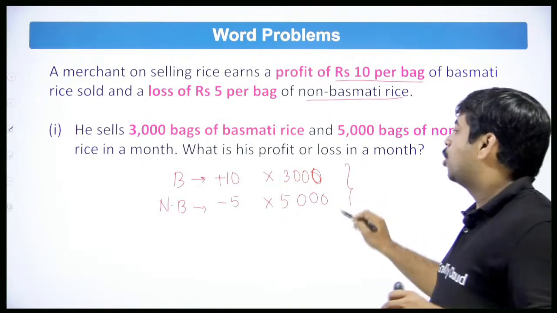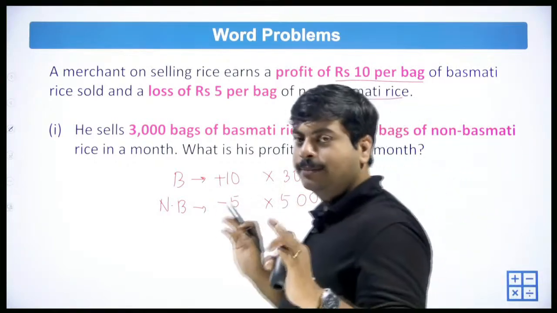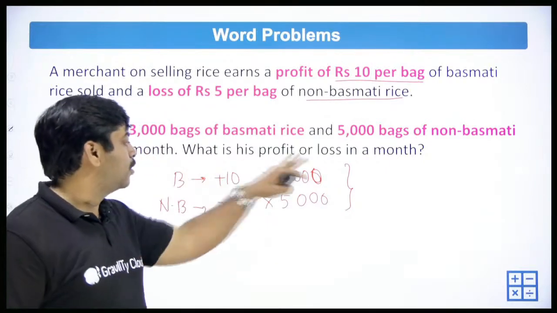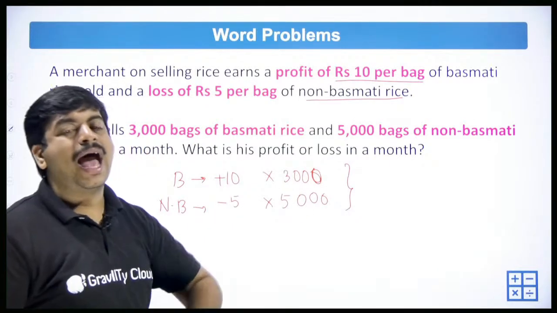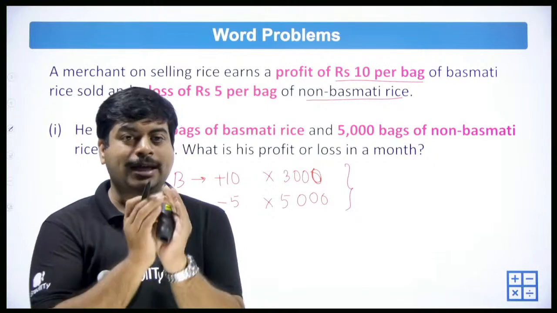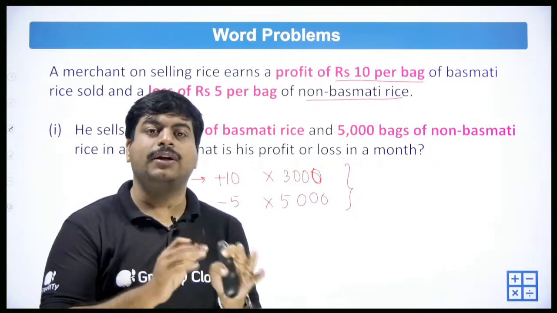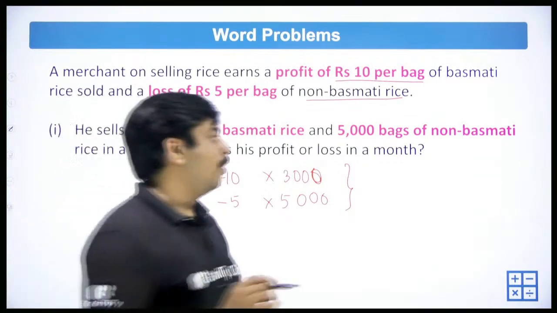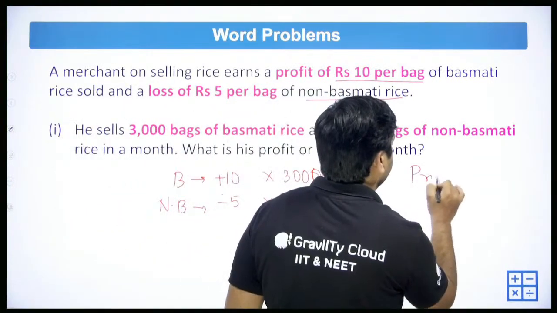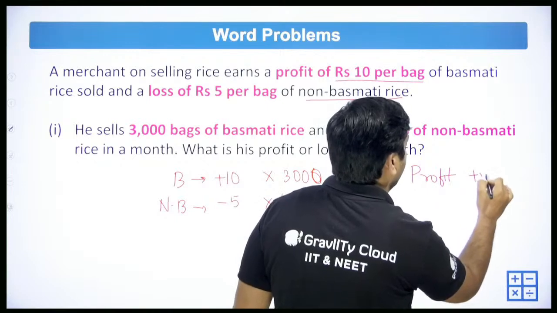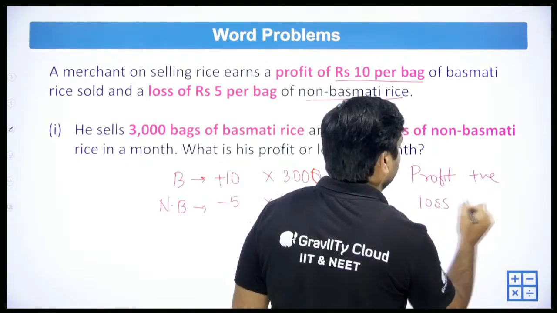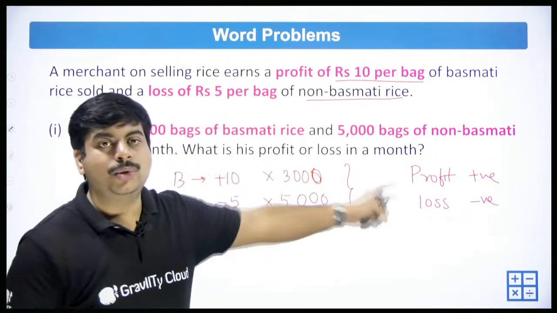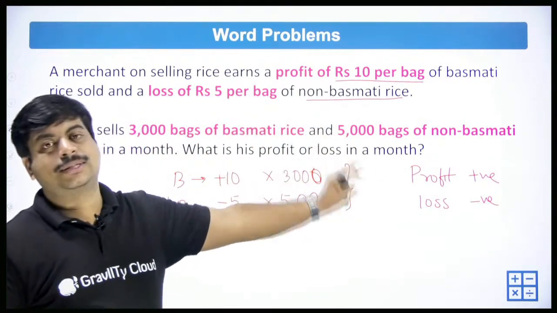So what is the profit or loss in a month? I'm not going to do this one. You have every piece of information given. Just multiply 10 into 3,000 and minus 5 into 5,000, and add these two. If you get a positive answer, that means you have a profit. If you get a negative answer, that means you have a loss. Profit is always positive, and loss is always negative. So when you get a negative answer here, you will get a loss.